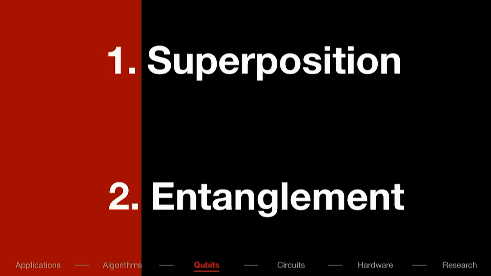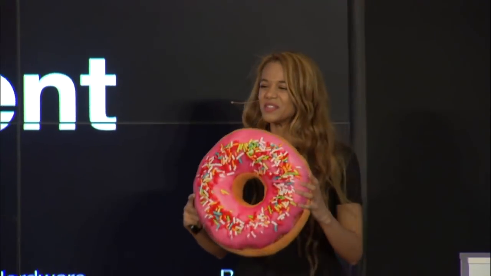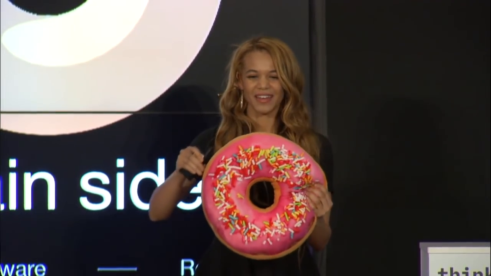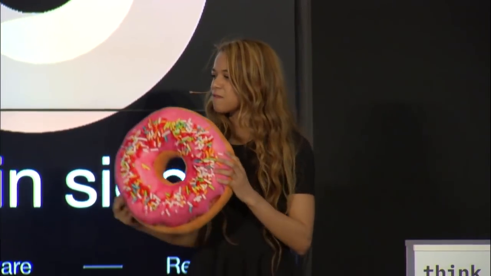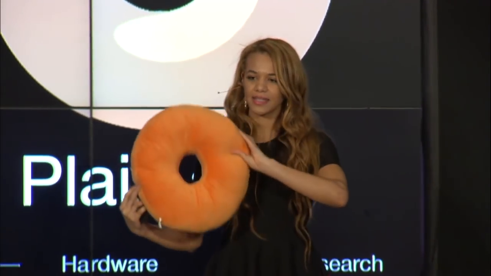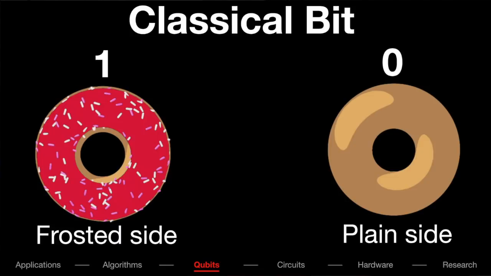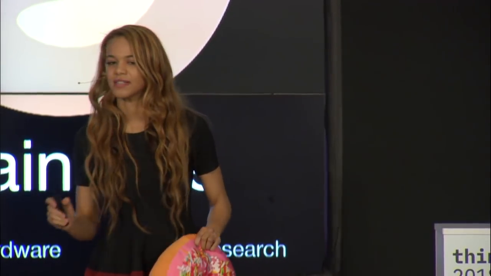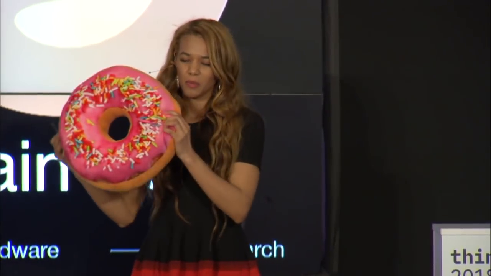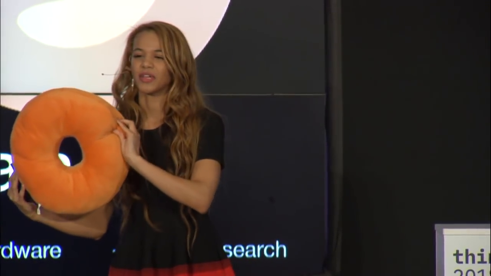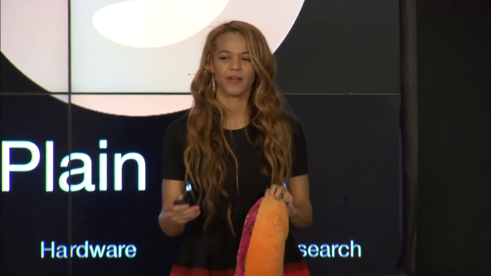So in order to understand how quantum bits work, let's first understand the classical bits. Classical bits can be either 0 or 1, and these are just 2 states. It can be any 2 states. For example, the 2 states of this donut. We have the frosted side, and we have the plain side. So we can say the frosted side is 1, and the plain side is 0. But quantum computers use quantum bits, which are different at the fundamental level. They can be 1, they can be 0, but they can also be a superposition of 0 and 1.